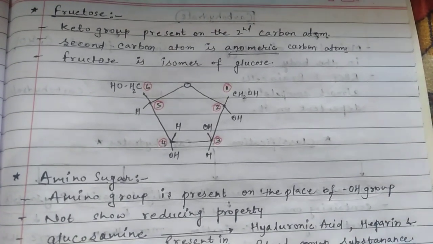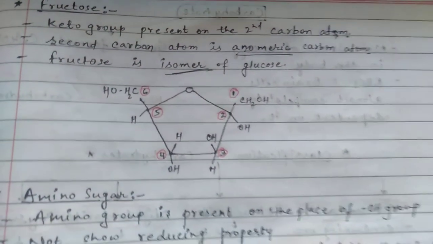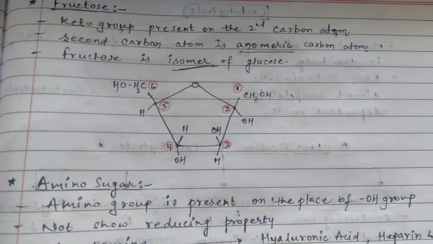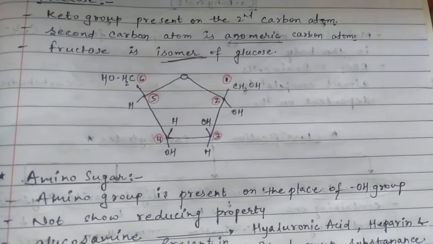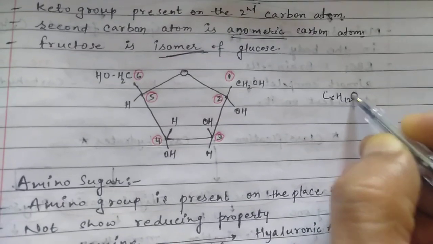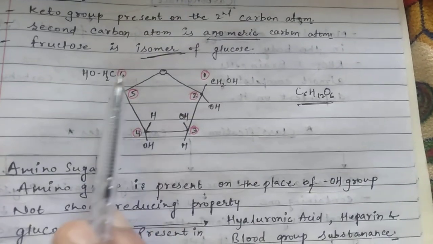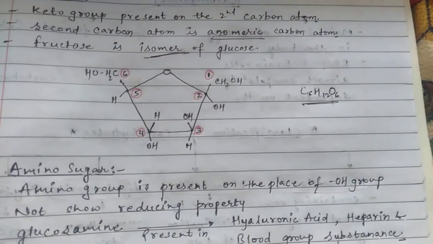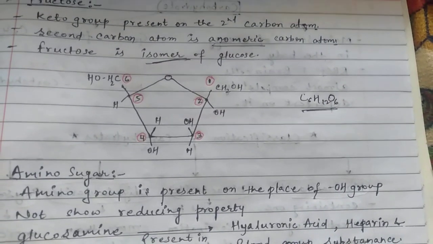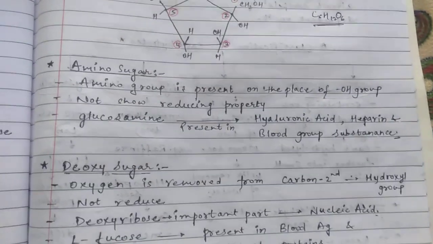And fructose is an isomer of glucose. So what is an isomer? Isomers are compounds whose molecular formula is the same but structure is different. The molecular formula of both glucose and fructose is C6H12O6, but this is the structure of fructose, and the structure of glucose is dissimilar as compared to fructose. Then student, we will discuss another sugar.